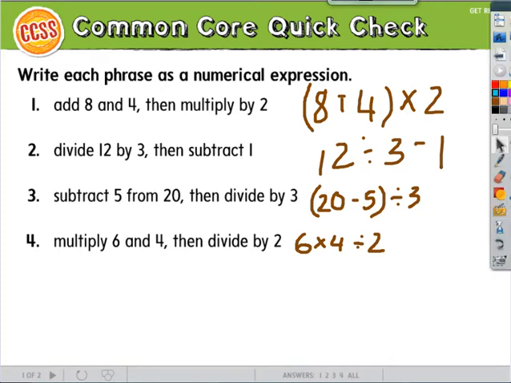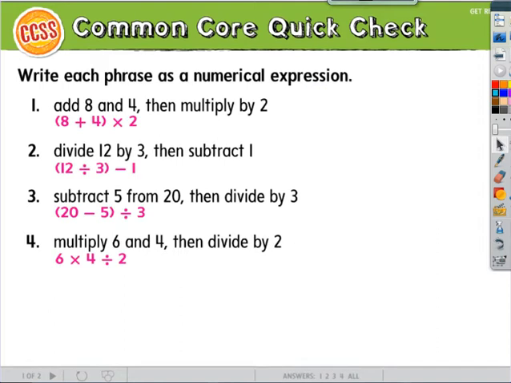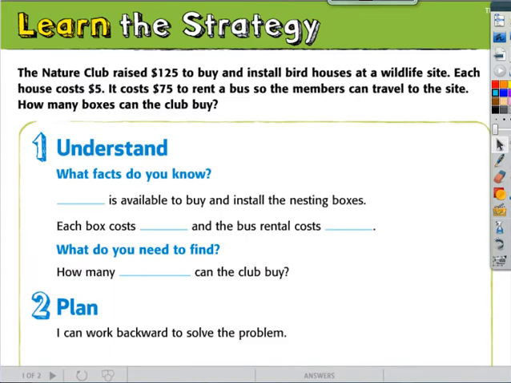Alright. Now we're continuing on. So, there's your answers right there for your Common Core quick check. Even though we've already done them and talked about them. Alright, next one. We're going to learn about the strategy that we're actually going to be using today. Okay?